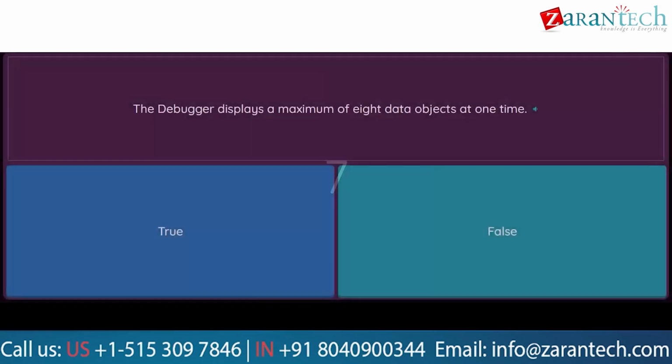Question: the debugger displays a maximum of 8 data objects at one time. Option 1 true. Option 2 false.